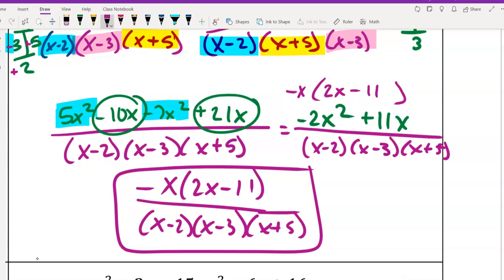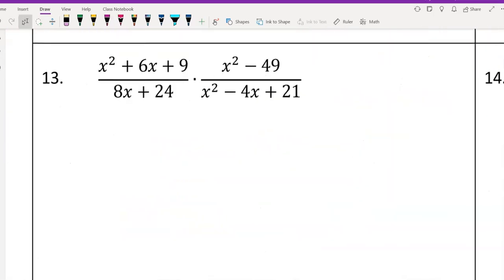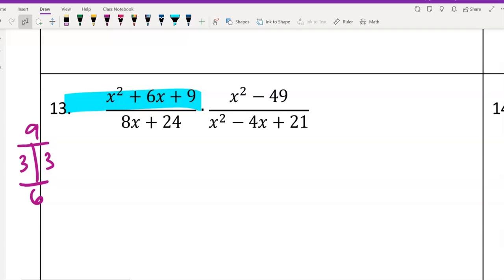All right, let's take a look at number 13. Here's multiplication. Multiplication is the easiest. All we have to do is factor and cancel out. Let's just start with the first one. Here we have 9 on top, 6 on the bottom. Factors of 9, 1 and 9, 3 and 3. There it is, 3 plus 3 is 6, 3 times 3 is 9.